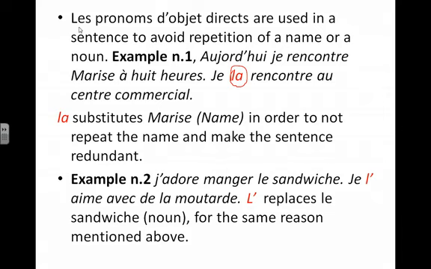I'll give you another example. J'adore manger le sandwich. Je l'aime avec de la moutarde. As you can tell, again, l' replaces the sandwich, for the same reason I mentioned above, not to be redundant. So this is nothing new. This is something that exists in every language, and mostly in English. And we'll just do it in French.